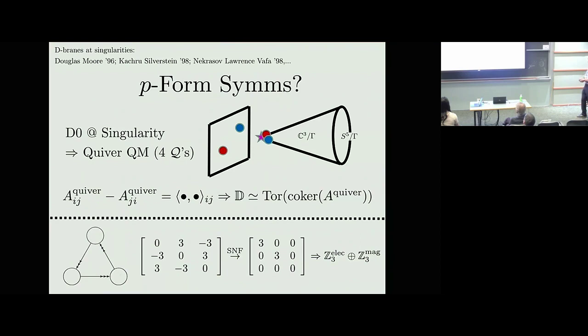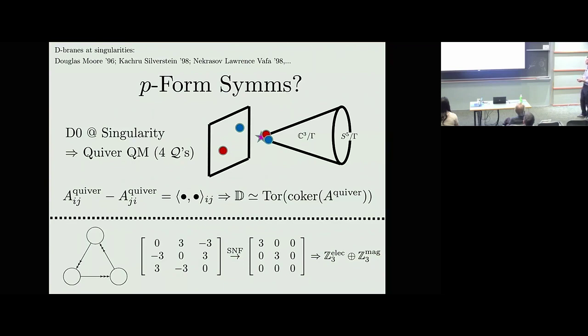Once you know that adjacency matrix, you can form an anti-symmetrized version of it. That thing is the Dirac pairing for this 4D theory. And all you have to do is then, once you have that matrix, basically calculate this thing. It's convenient sometimes to go to so-called Smith normal form, but it's not crucial for anything I'm telling you. You just have to calculate this. And you can read off directly that you get a Z3 electric one-form and a Z3 magnetic one-form symmetry.